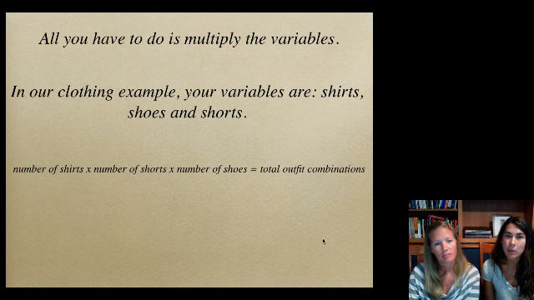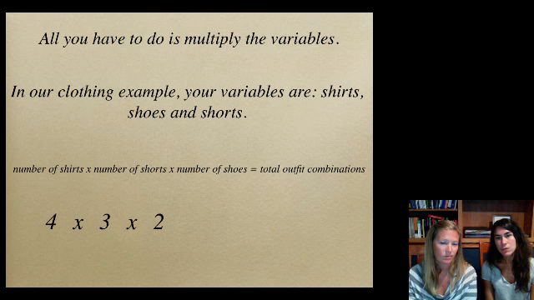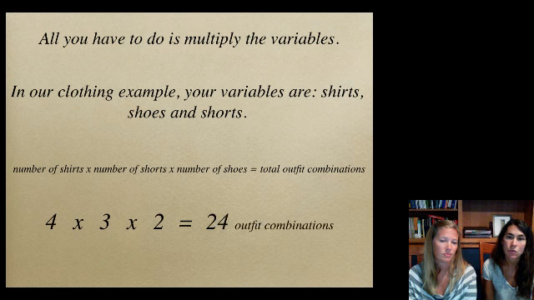So we have our number of shirts, which was 4. And then we have our number of shorts, which once again was 3. And then we have our number of shoes, which was 2. And if we multiply those 3 numbers together, we would get 24.